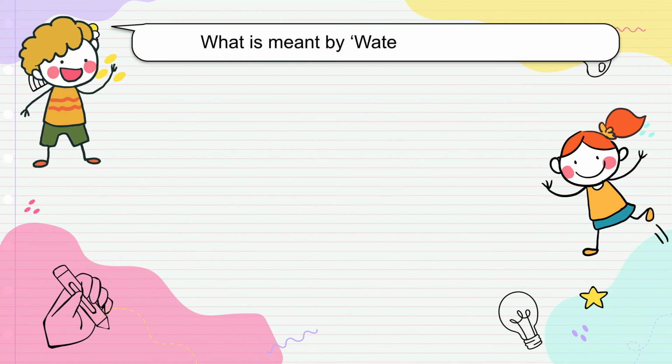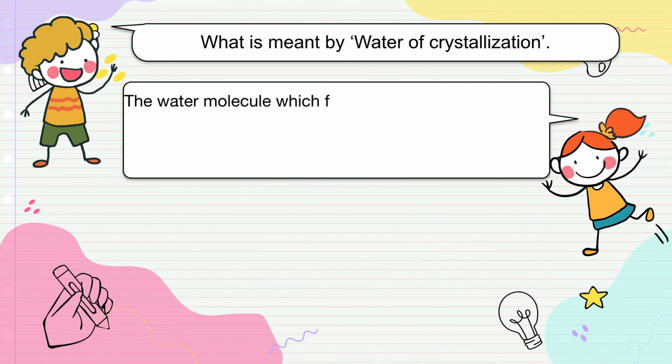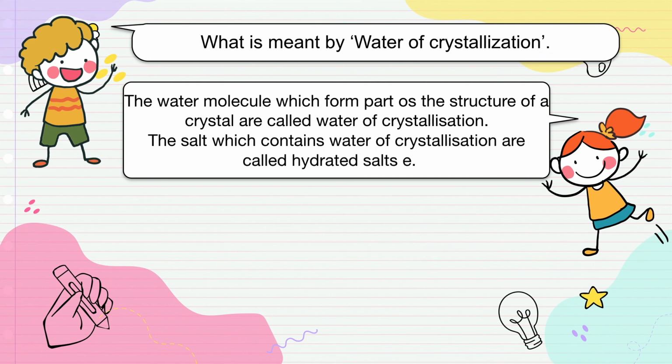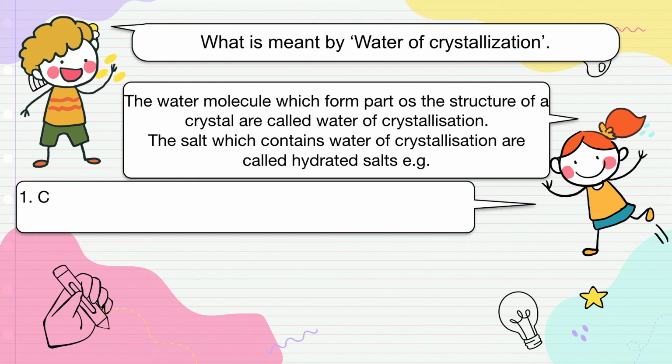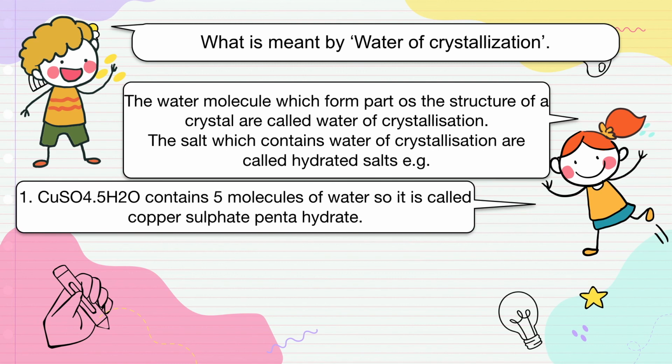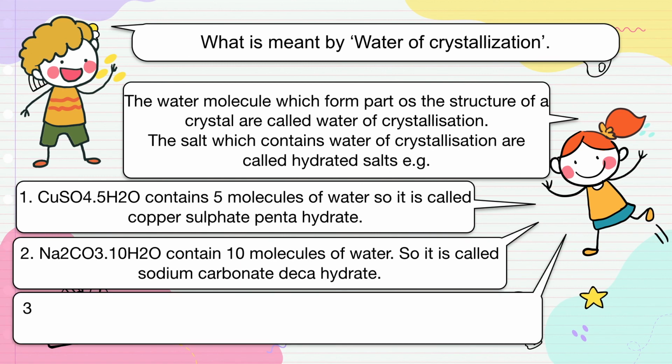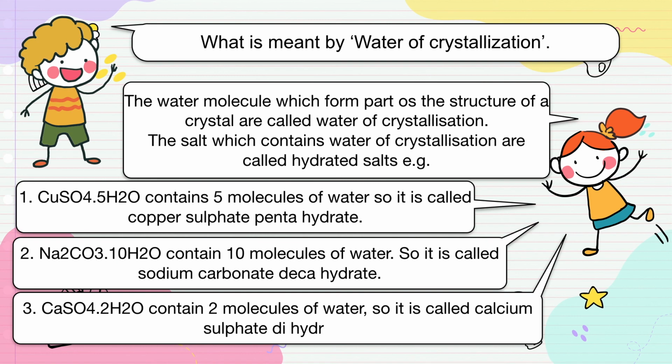What is meant by water of crystallization? The water molecules, which form part of the structure of a crystal, are called water of crystallization. The salts which contain water of crystallization are called hydrated salts, for example: it contains 5 molecules of water, so it is called copper sulfate pentahydrate. It contains 10 molecules of water, so it is called sodium carbonate decahydrate. It contains 2 molecules of water, so it is called calcium sulfate dihydrate.